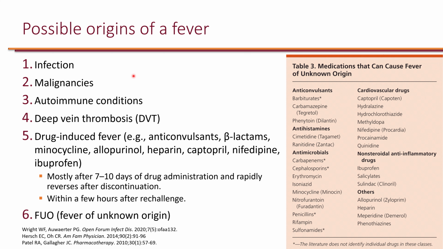Now, let's look at some possible origins of a fever. Of course, in this course, we are interested in infections as a cause of fever. But also keep in mind that other things can lead to fever, such as malignancy. So different types of cancer can lead to fever. Some autoimmune conditions can lead to fever. Even a DVT, deep vein thrombosis. Not in every patient, but occasionally some patients with a DVT can develop a fever because of that.